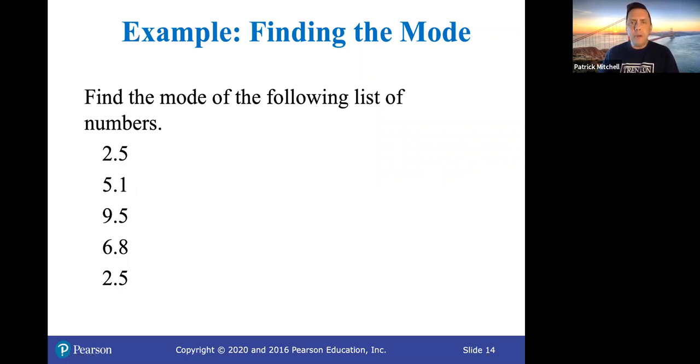So when you're finding the mode, it's not necessary to put the numbers in order. It might be helpful if you had a bigger list of numbers, just to make it a little more clear which one occurs the most often. In this case, it's easy to see that 2 5/10 is the number that occurs most often. So that would be the mode.